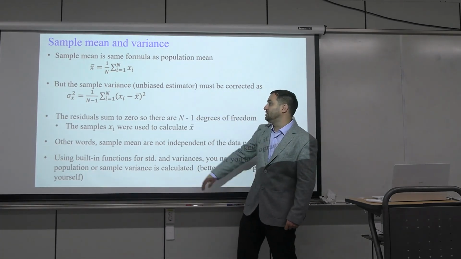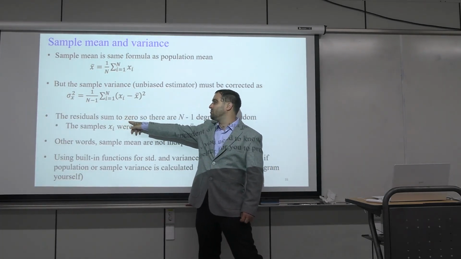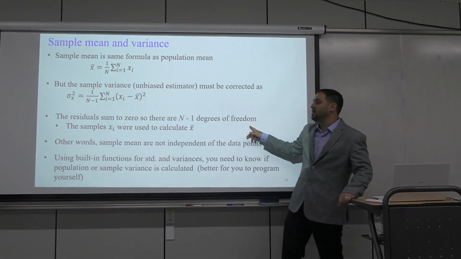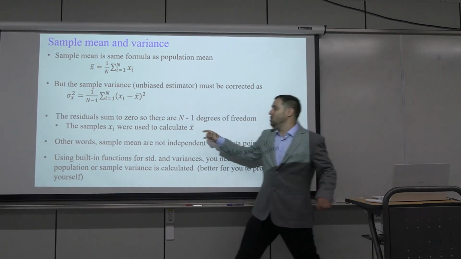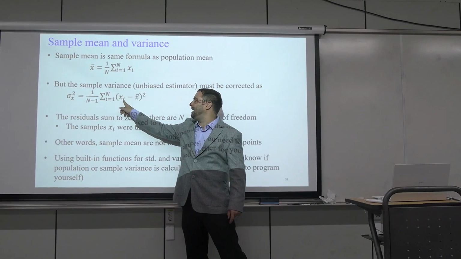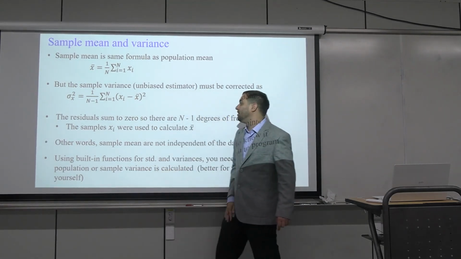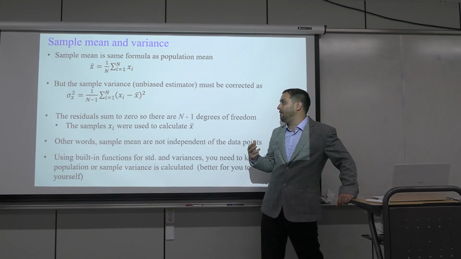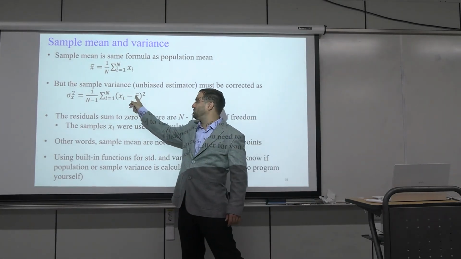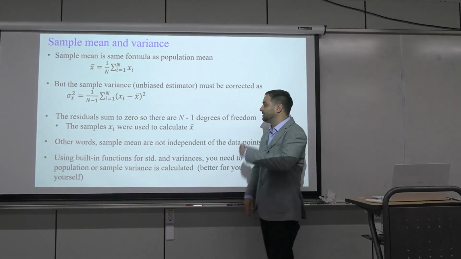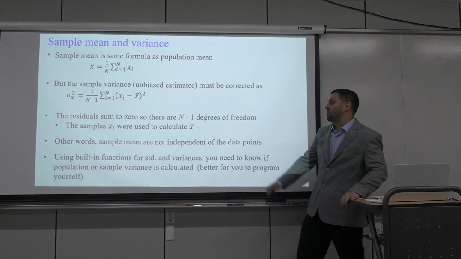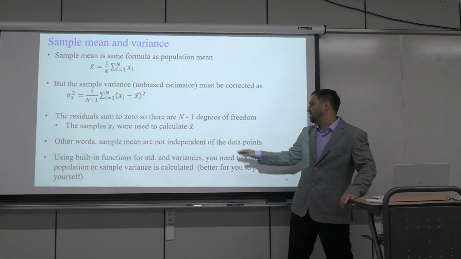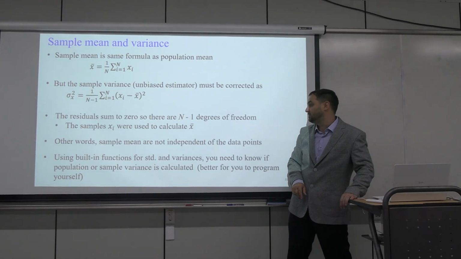And this is because the residuals sum to 0, so there are n minus 1 degrees of freedom. Basically what this is saying is, we use the data points xi to calculate x bar. And so it's almost like a double accounting. The variable xi is showing up 2 times in the same equation. And so the sample means are not independent of the data points.